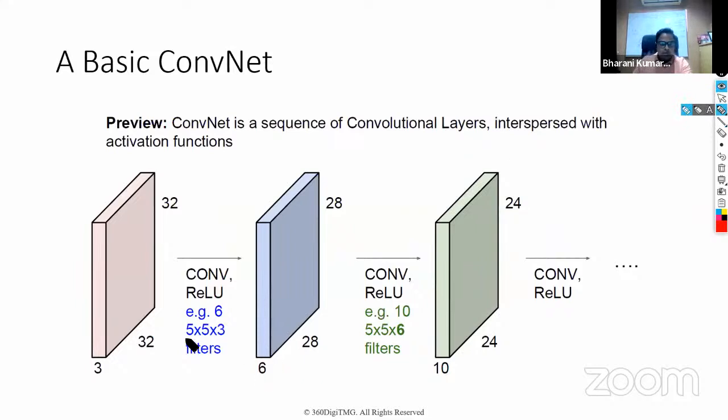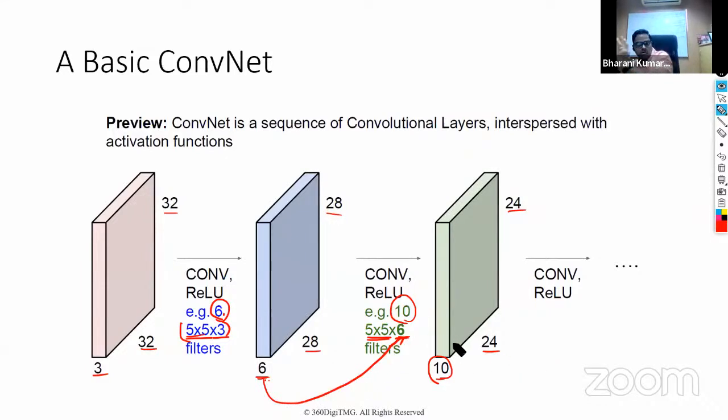Now, if you apply a 5 by 5 filter, automatically it will take 3 because the depth is 3. And if you're applying 6 such filters, the size of the output would become, since it's 32 by 32 and 5 by 5, 28 by 28, but you get 6 because you're applying 6. Now, when you apply a filter of size 5 by 5 on 28 by 28, the output would be of size 24 by 24. And you're applying 10 such filters, so the depth will be 10. Here, even if you don't give 6, automatically the 6 is taken.